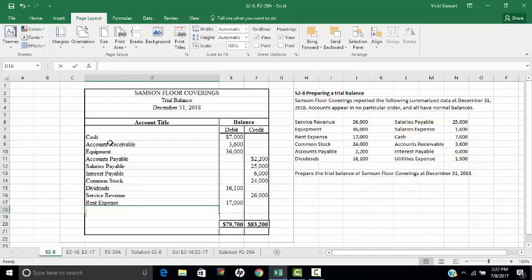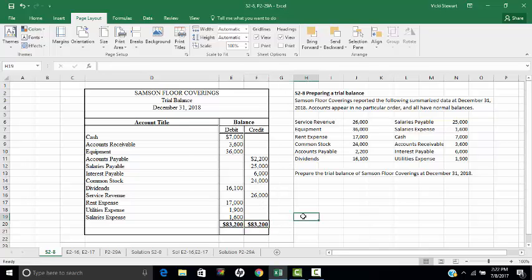Then we can go to our utilities expense, and that has a $1,900 debit balance. And the last one that we have is our salaries expense, and that's $1,600. What this spreadsheet has been doing as I've been recording these is keeping a running total, updating it. This is a column total for the debit column, which is $83,200, and this is a column total for the credit column, and it's $83,200.